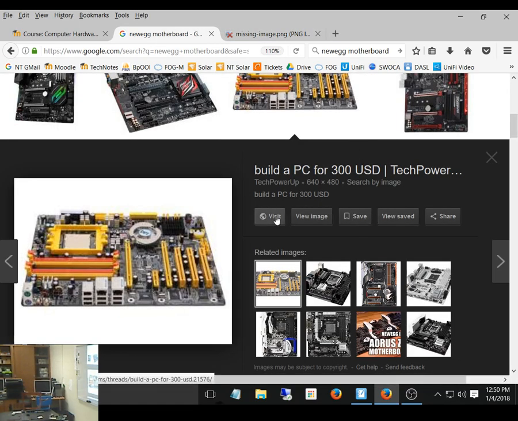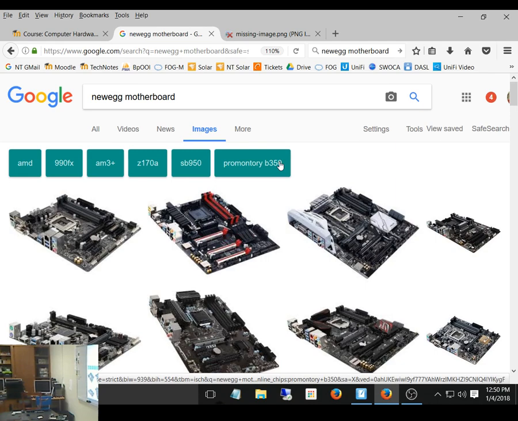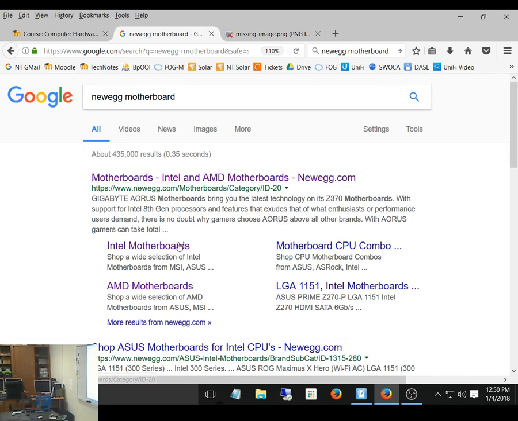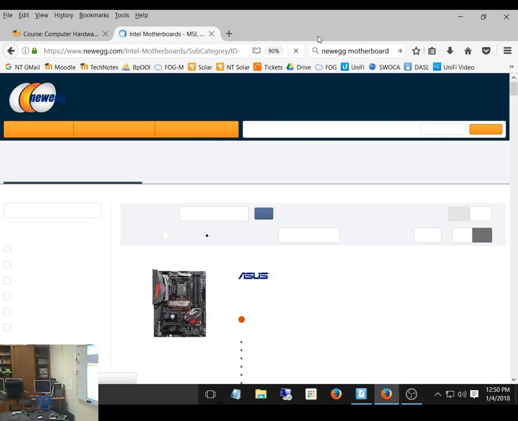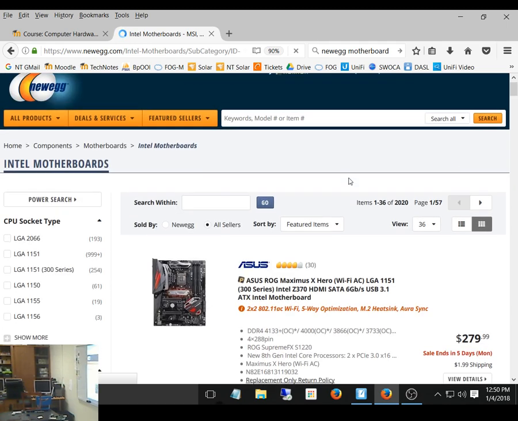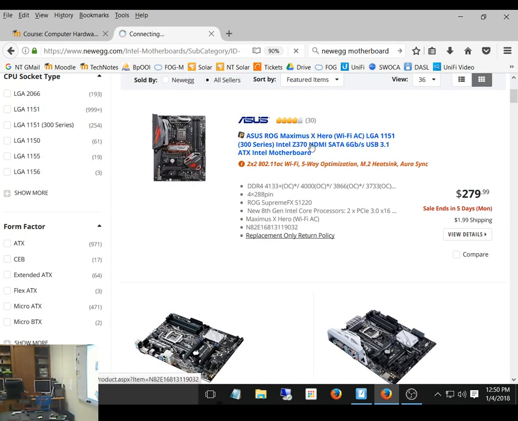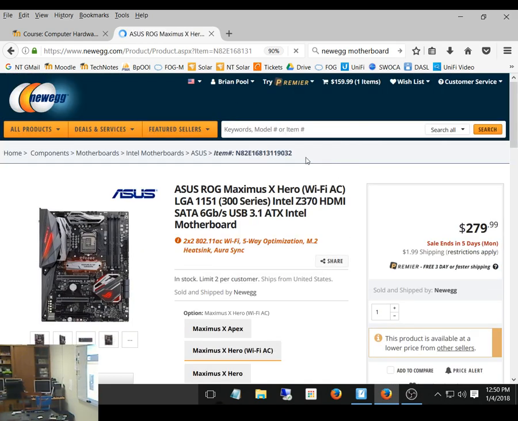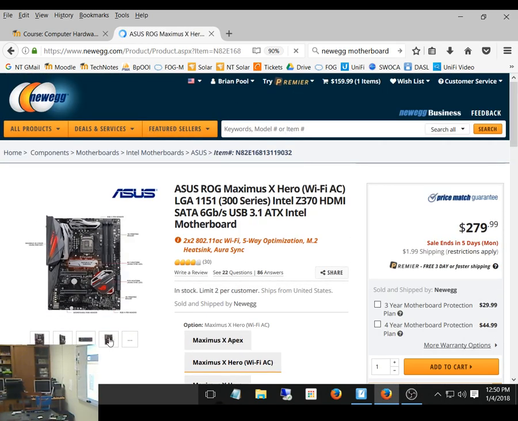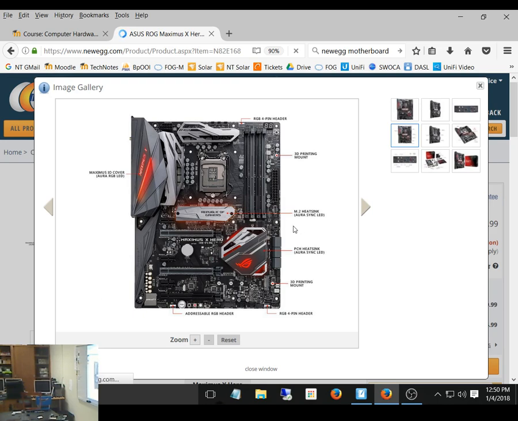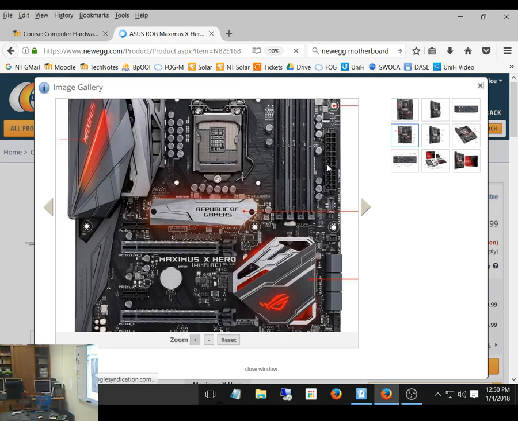Actually, let me do this. I can bring up a motherboard and see if I can find one. Okay, this one's good enough. So I've got this motherboard. Let me see if I can get a good picture of it. Okay, so there's my picture of my motherboard, and there is my RAM.